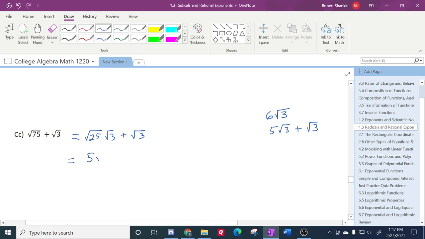And then that's 5 square root of 3 plus, and I'm going to put the number that's out in front of this. It's not a 0, because 0 times anything is 0, but 1 times anything is itself. So there's really a 1.